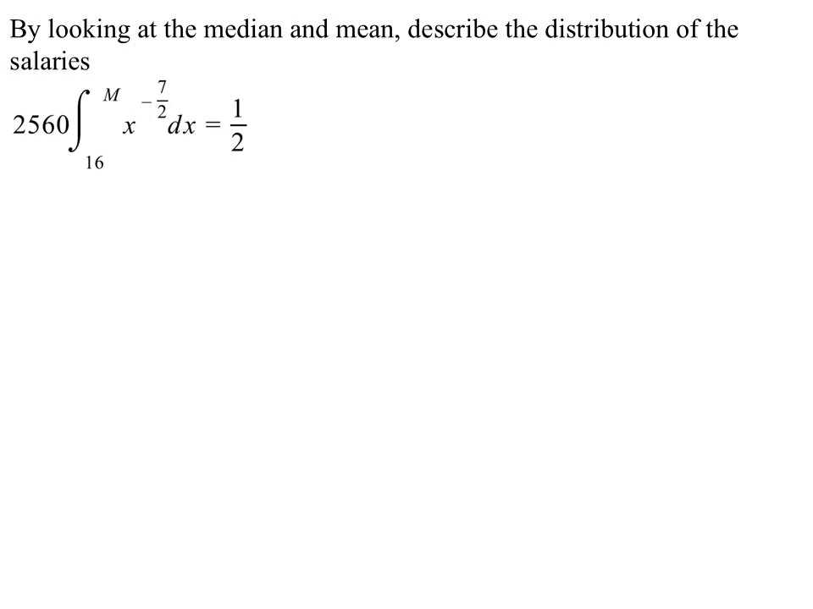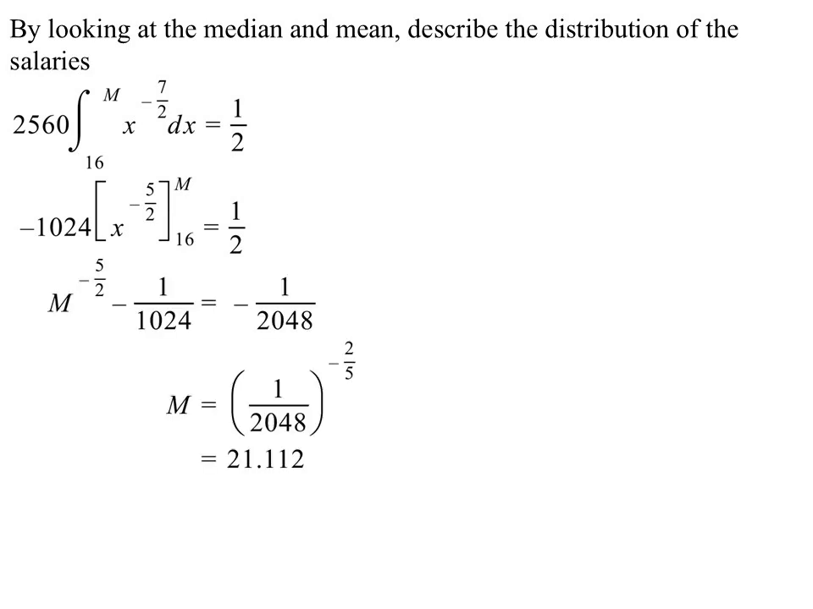So the median, we go from minus infinity to m, and that should equal a half because it'll capture half of the data. So the probability would be a half. A little bit of integration, and we solve that. There's our median quarterly salary, $21,112.